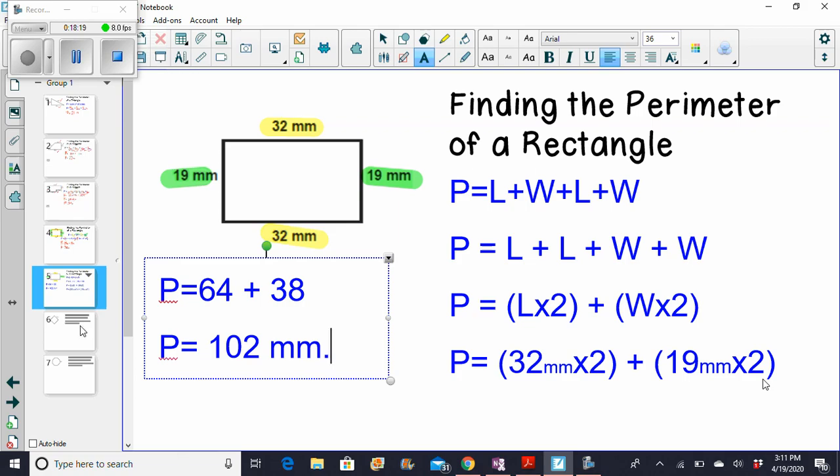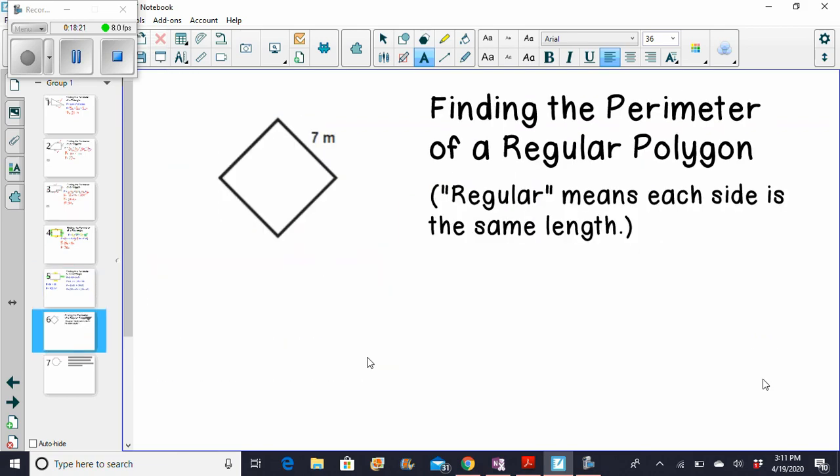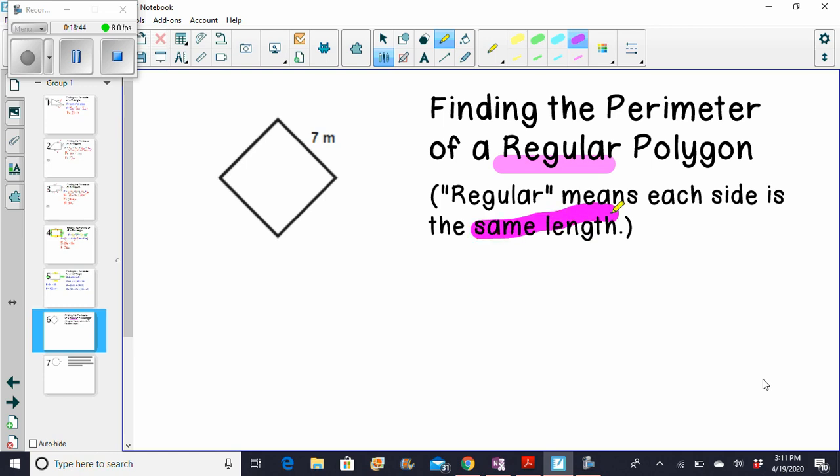Let's go on to the last two types of problems for us to work through. So these last two problems I'm going to give you are going to use what we refer to as regular polygons. So when you see that word regular in math, what I want you to know is that the word regular means each side is the same length. Regular just means each side is the same length.